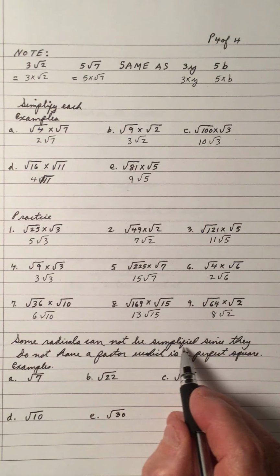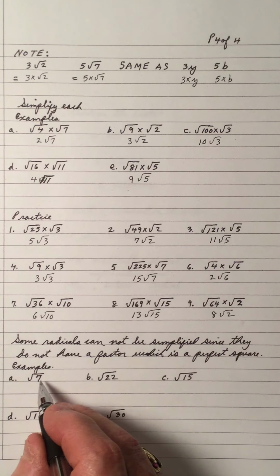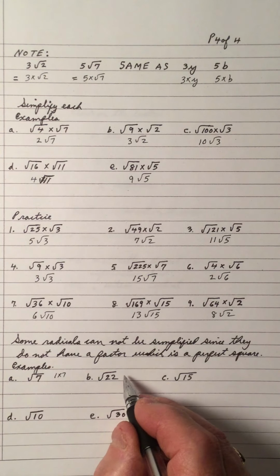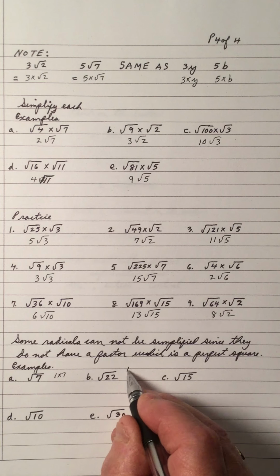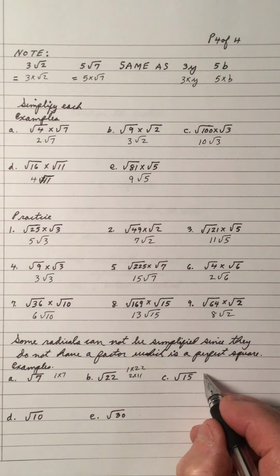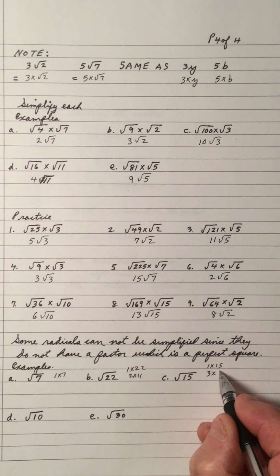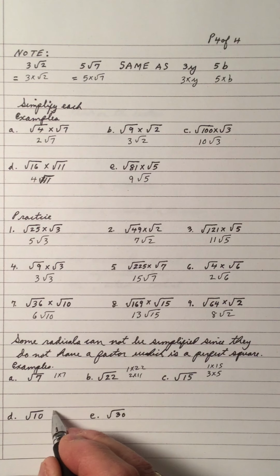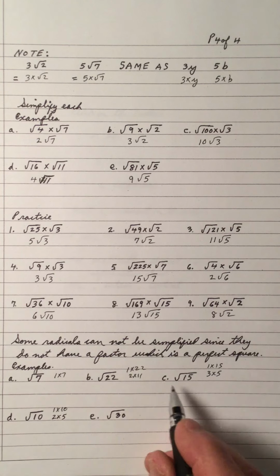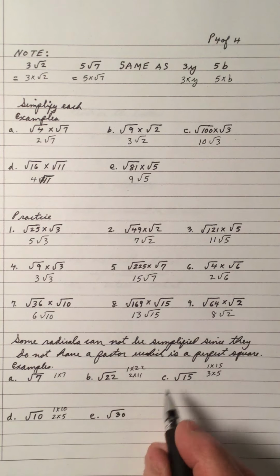Some radicals cannot be simplified since they do not have a factor which is a perfect square. Notice you can't simplify root 7 because you've got 1 times 7. Root 22 you can't simplify because it's 1 times 22 or 2 times 11. Root 15 you can't simplify because it's 1 times 15 or it's 3 times 5. Root 10 is 1 times 10 or it's 2 times 5. So notice all these, you have no perfect square as a factor.